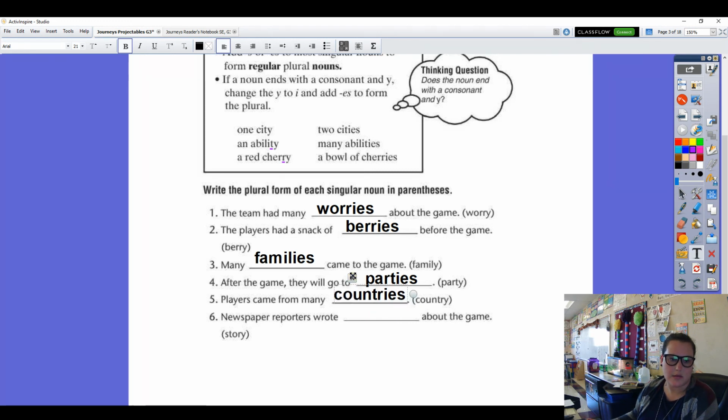And the last one. Newspaper reporters wrote blank about the game. They wrote stories. Again, we have an R before the Y, and we know that R is a consonant because it's not A, E, I, O, or U. So we're going to change that Y to an I and add ES.